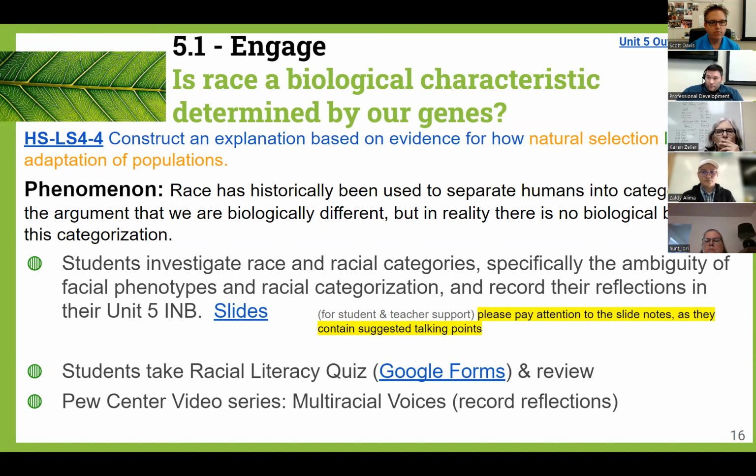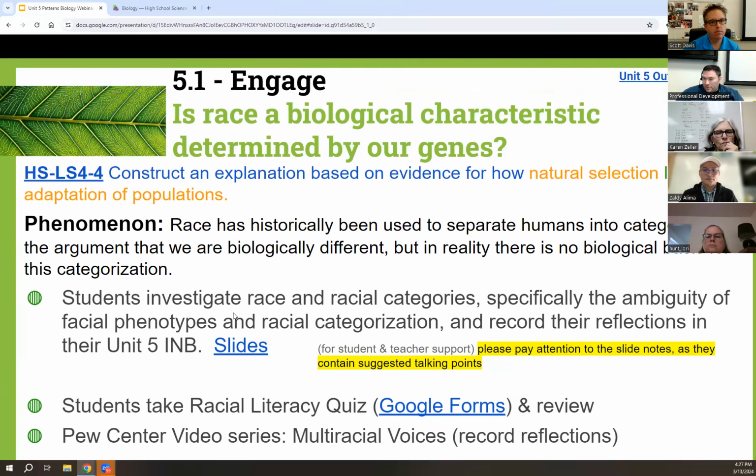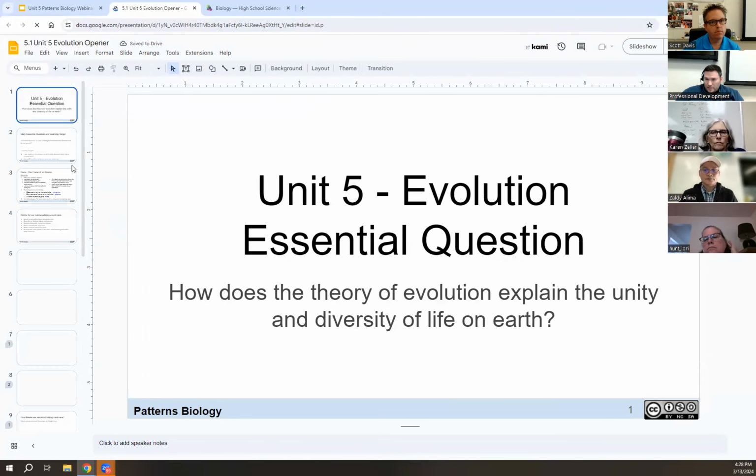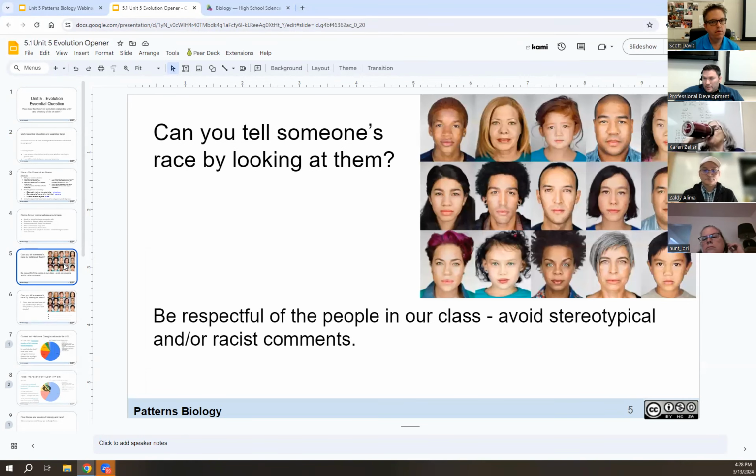But this is going from that and moving a little bit more into, is race a social construct, or are there genetic components? And we'll talk about that as we move through. So it starts off with this view. And this is like the first day. And so we start here and we talk about, can you tell somebody's race by looking at them?